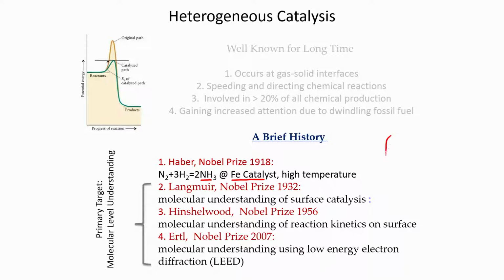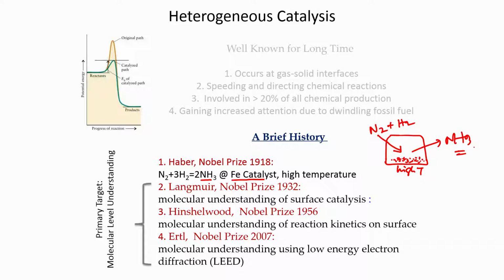So, I have a chamber. In this chamber, I have finely dispersed iron material, and then I inject N2 and H2 and increase the temperature. At high temperature, it produces ammonia, and ammonia is an important product.